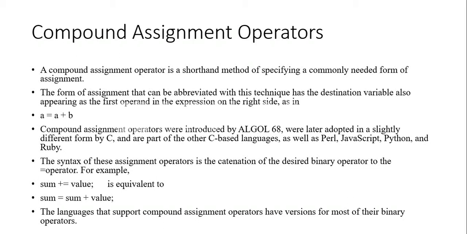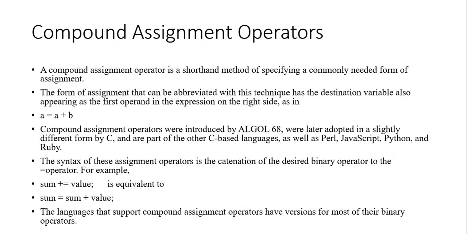For example, sum = sum + b is denoted by sum += b. The syntax is the concatenation of the desired binary operator to the equal to operator. Plus is the binary operator, and it is concatenated with equal to. This is equivalent to sum = sum + value. The languages that support compound assignment operators have versions for most of their binary operators.